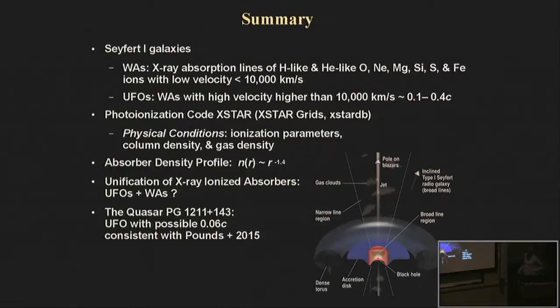Here is a summary of my talk. Just to conclude, the warm absorber and the ultra-fast outflows are seen in Seyfert 1 galaxies. The warm absorbers are those with velocity less than 10,000 km per second, while ultra-fast outflows are with velocity more than 10,000. To constrain the physical condition of ionized absorbers, we use photoionization modeling, and the free parameters in photoionization modeling are ionization parameter and column density.